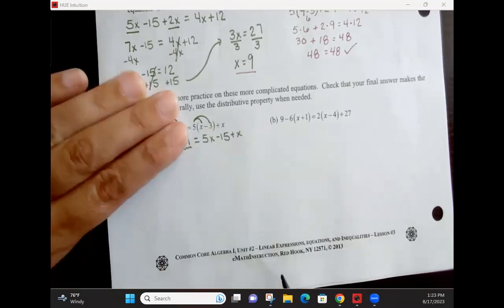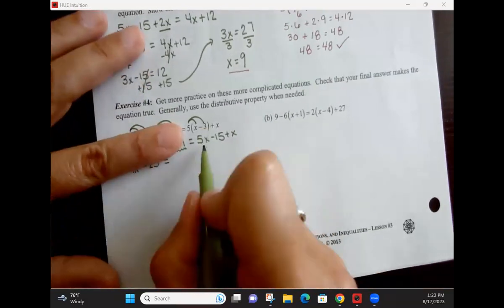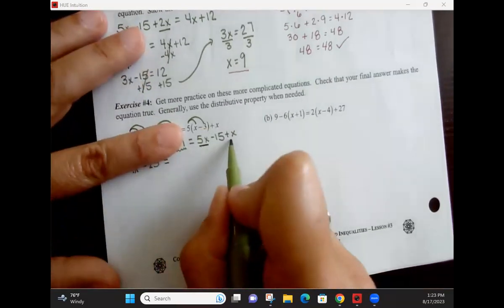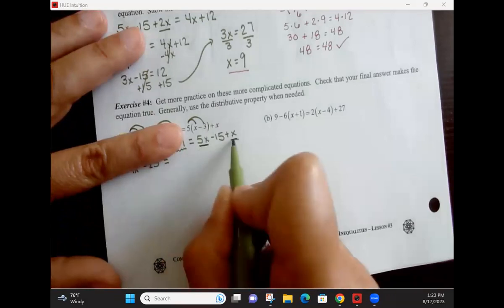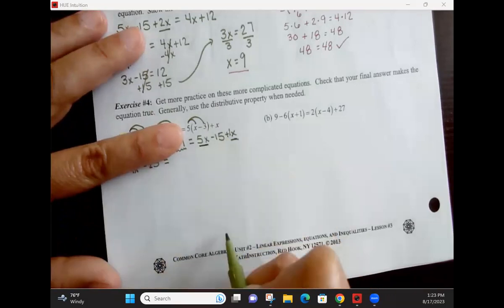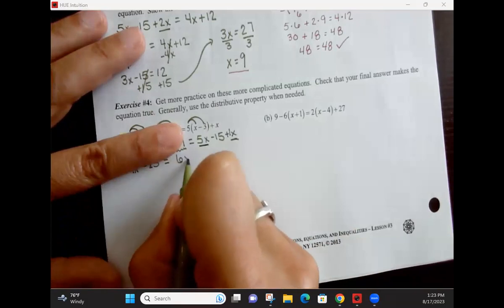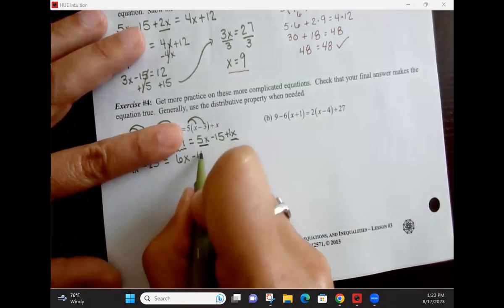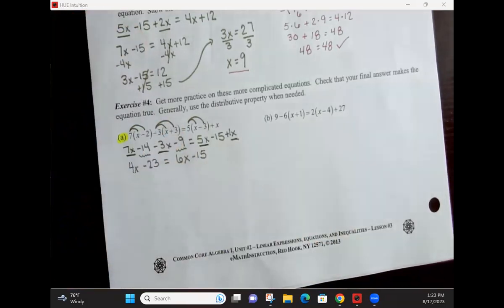On the other side of my equal sign, I've got some x terms to combine here as well. 5x plus x, or 1x if that's helpful, gives us 6x minus 15. We're almost there. I've cleaned up both sides. We untangled all the knots. It's a little twisted right now still.